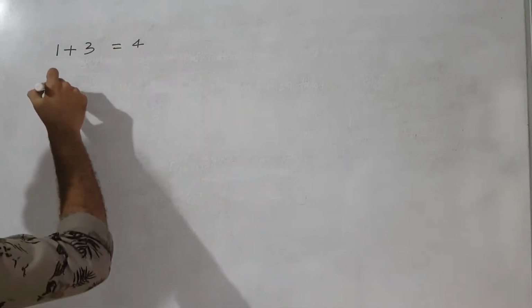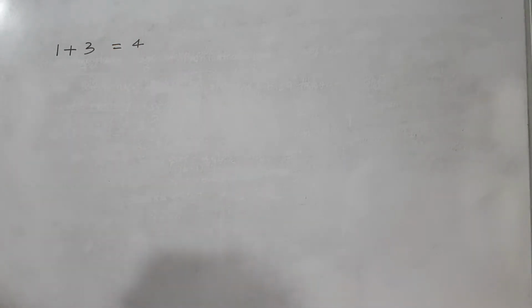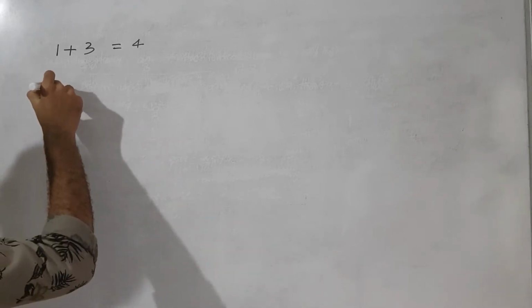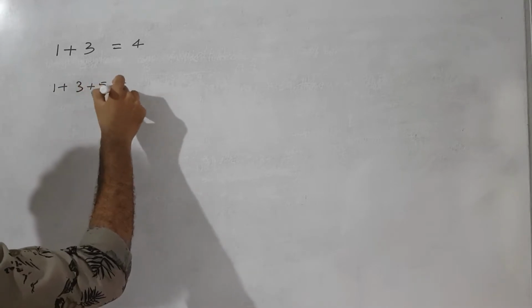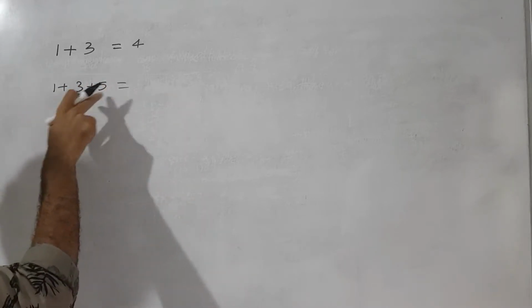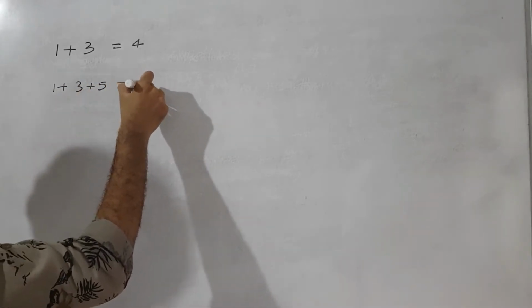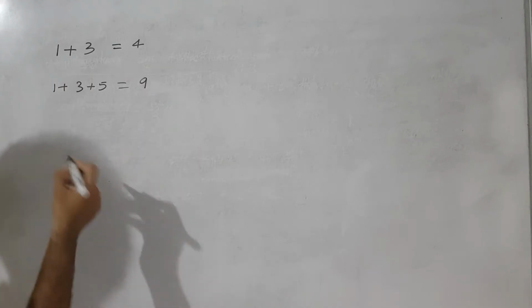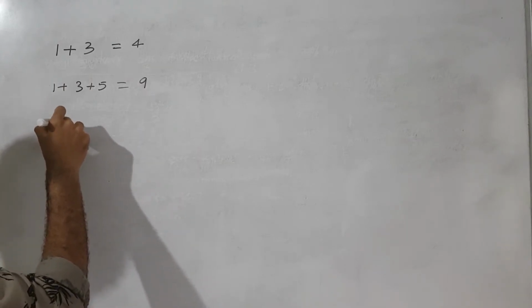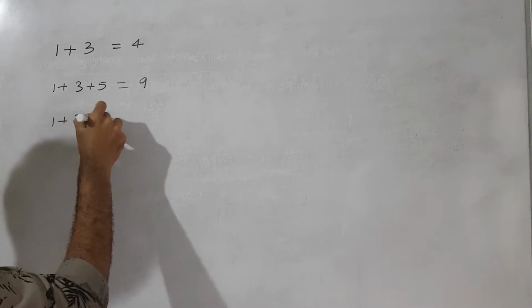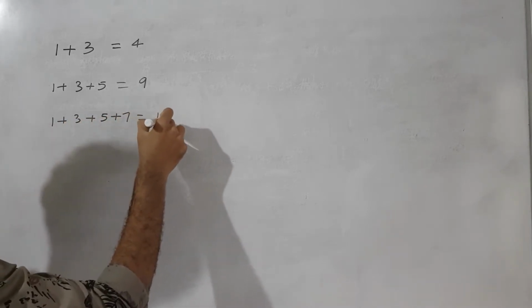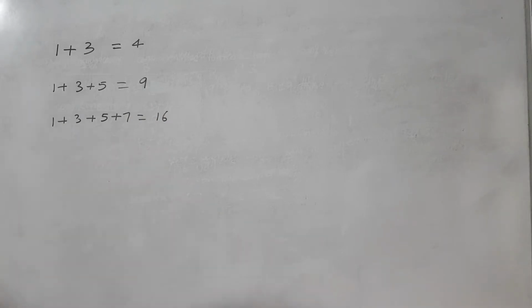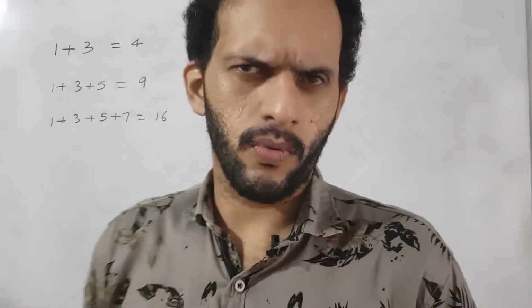And next we add successive odd numbers starting from 1. That one is 1 plus 3 plus 5. Then 1 plus 3 plus 5 is equal to 9. And the next one, 1 plus 3 plus 5, then after that 7, is equal to 16, correct? So now it is very clear.